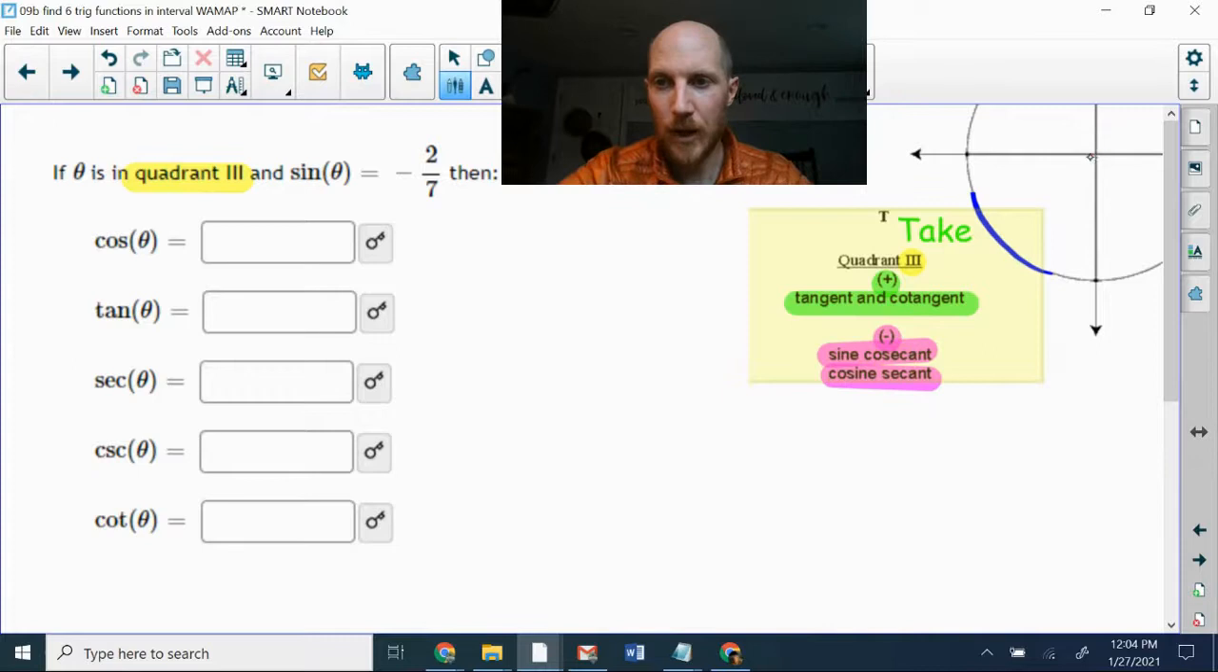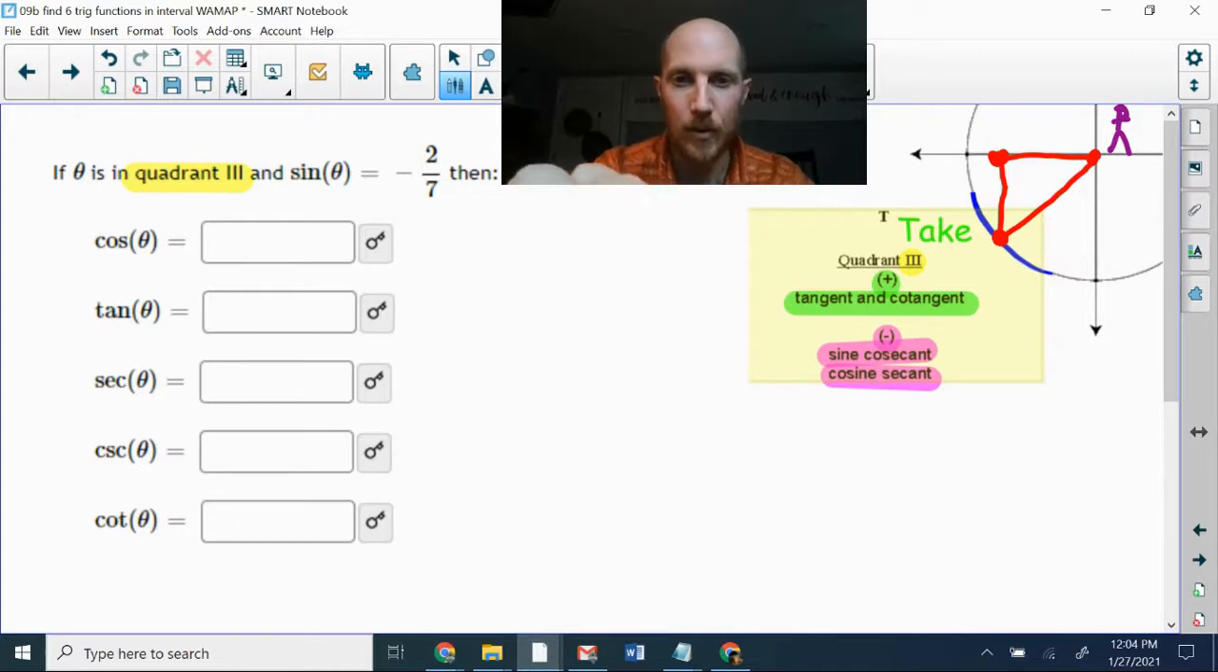So I'm going to start at the origin, and in order to stay in quadrant 3, that's the lower left, I'm going to have to go to the left across the x-axis. I'm going to go out as far as I feel like going, and then there's my second vertex. Turn and go straight down until I hit the edge of the circle. There's my third vertex. Finish up that triangle with the hypotenuse. Okay, now I'm going to label sides.